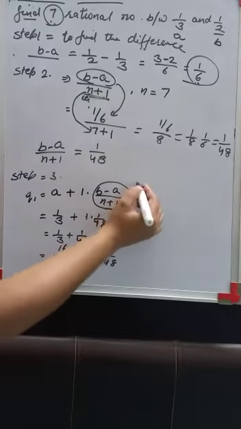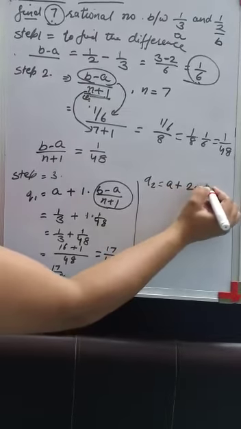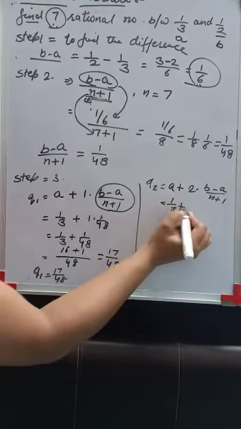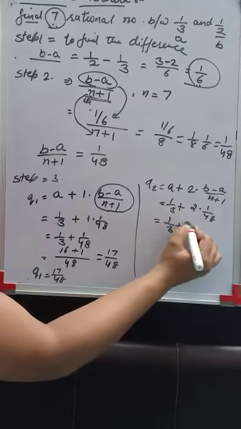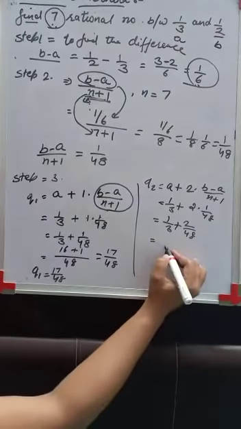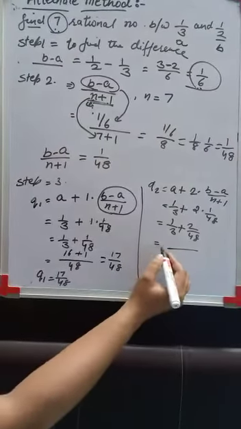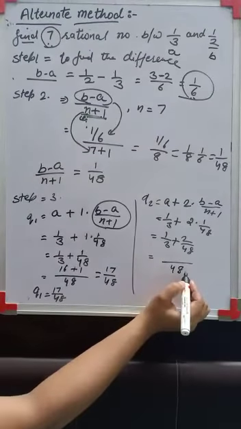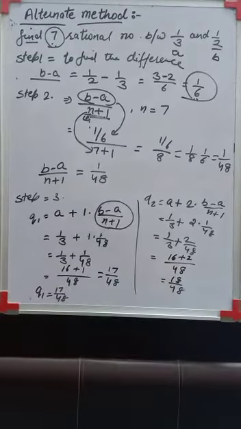Now Q2 will be A plus 2 into (B minus A) upon (n plus 1). So 1 by 3 plus 2 into 1 upon 48, that is 1 by 3 plus 2 upon 48. Again take the LCM, 48: 16 plus 2, it will be 18 upon 48.